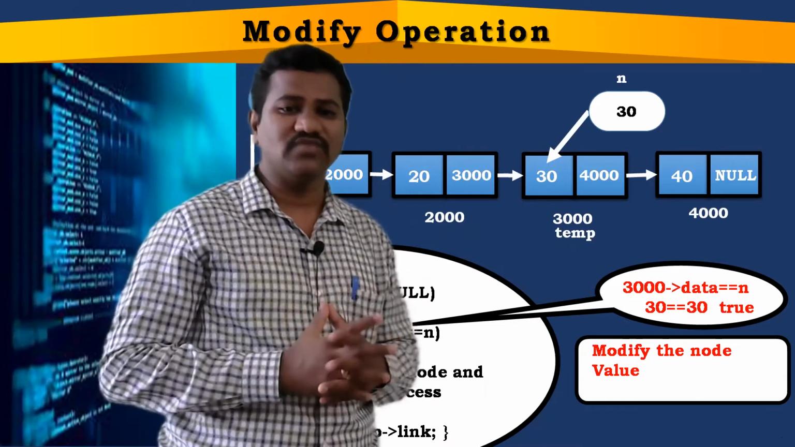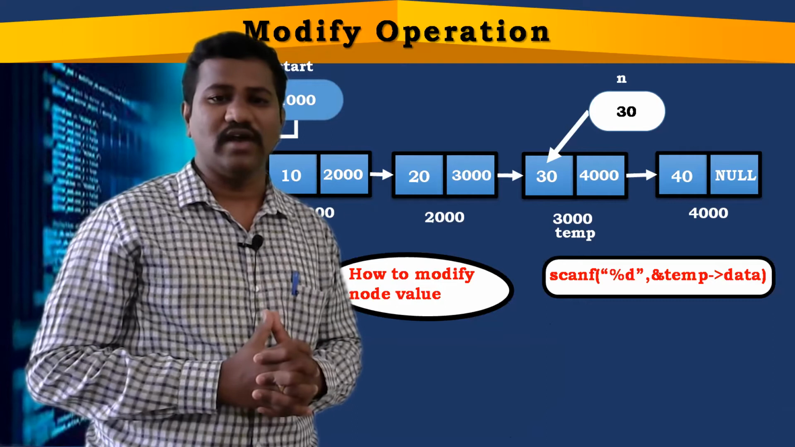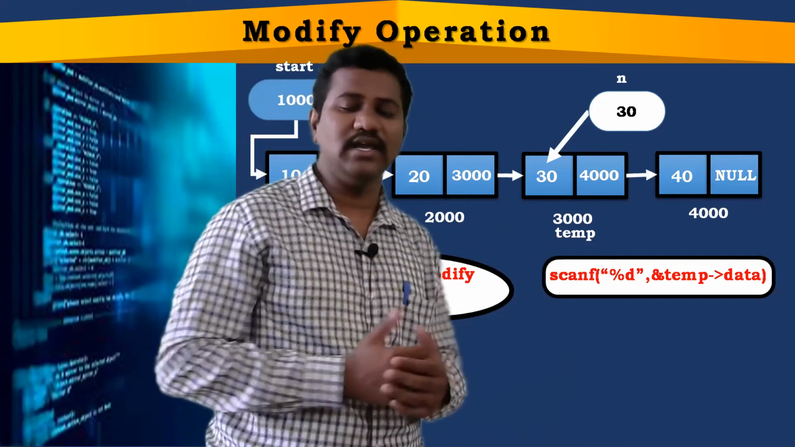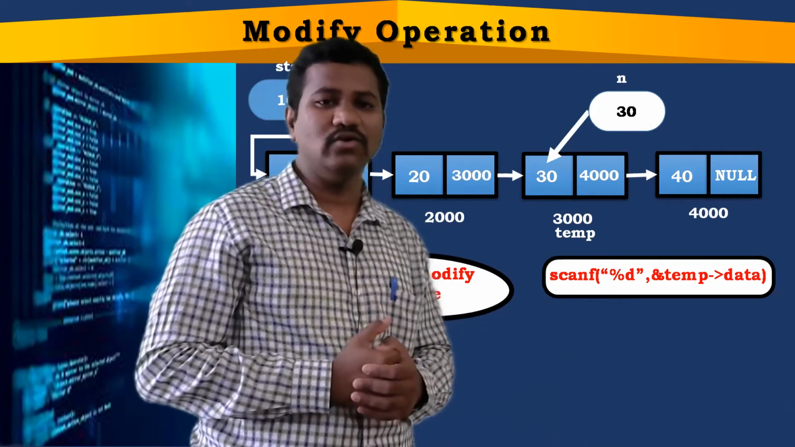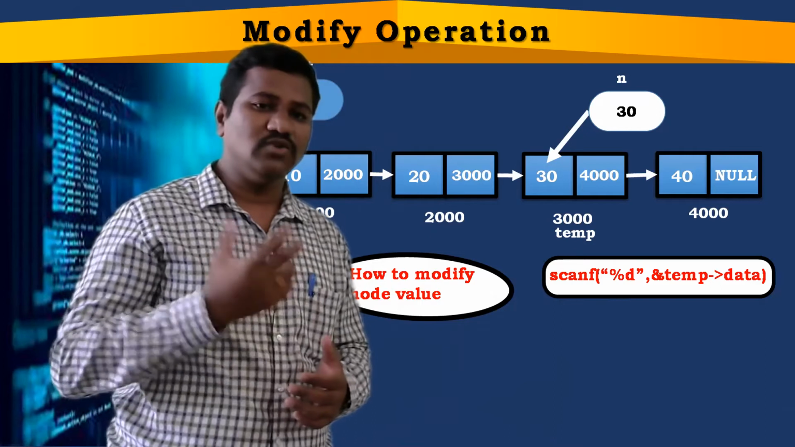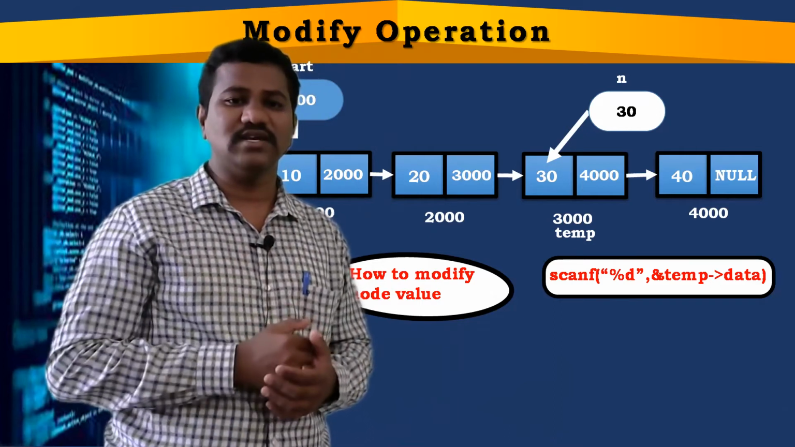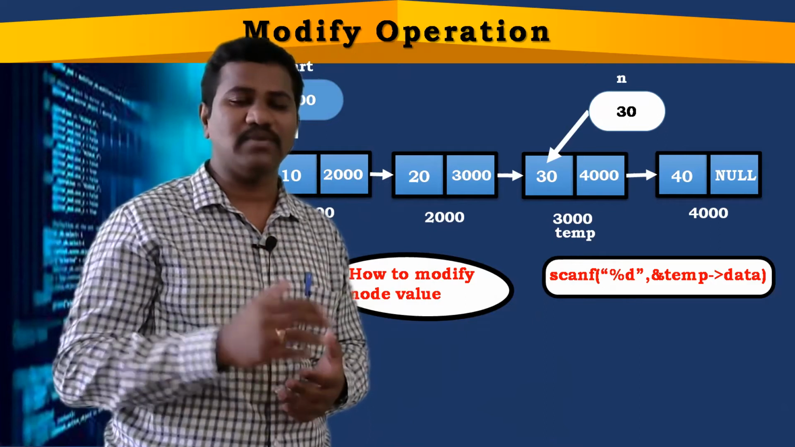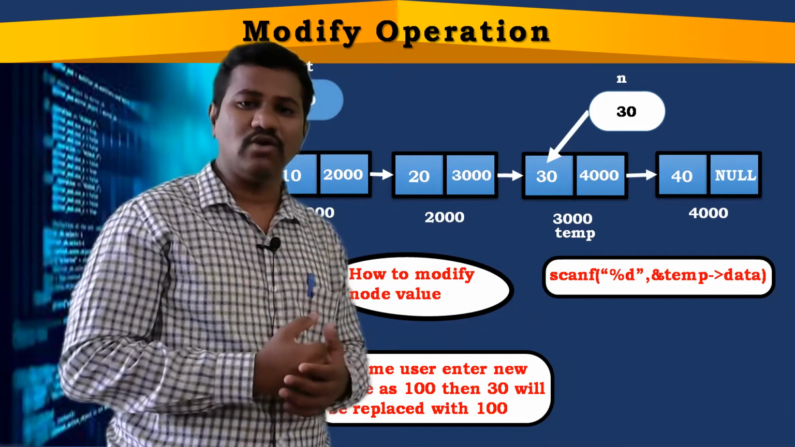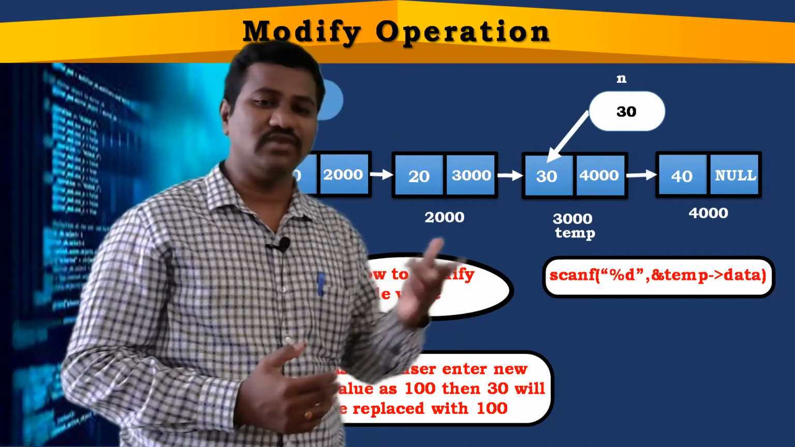And a question raises from your end: how to modify the node value? With the help of a scanf statement, we are taking scanf percent d ampersand of temp arrow data. So temp is pointing to which one? 3000. And the user wants to replace 30 with some other value. That's the reason I'm going to take ampersand of temp arrow data. I know that temp arrow data contains the value 30, but I'm replacing that 30 with the user's desired value.